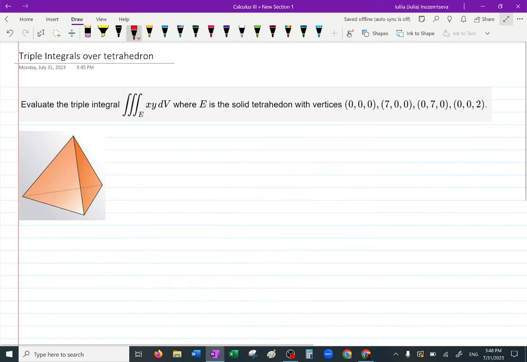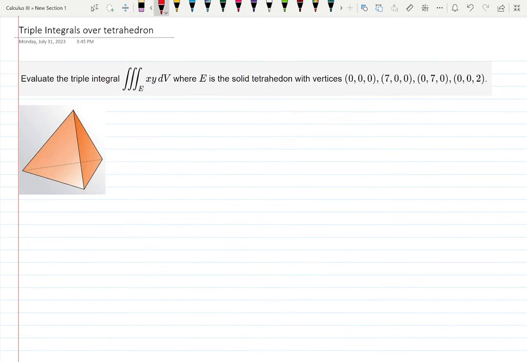Welcome to one more video where I want to talk more about triple integrals. Seems like many people are stuck with this homework problem where they ask to evaluate a triple integral where E, which is basically the domain we are evaluating the triple integral over, is a solid tetrahedron with given vertices.